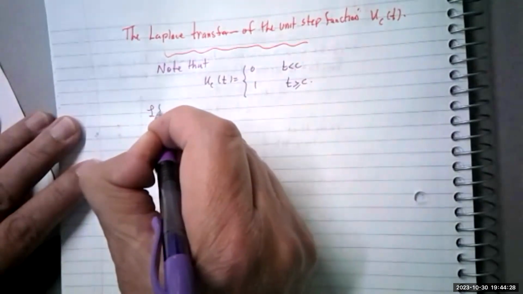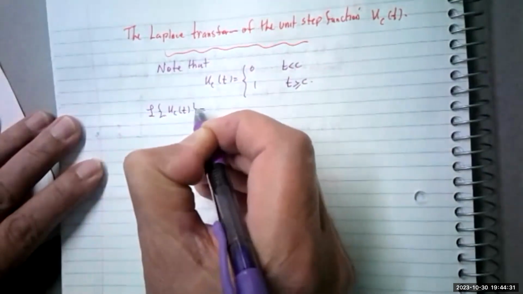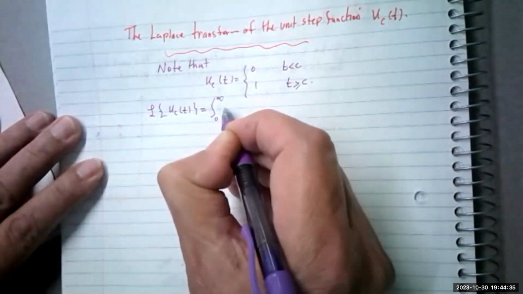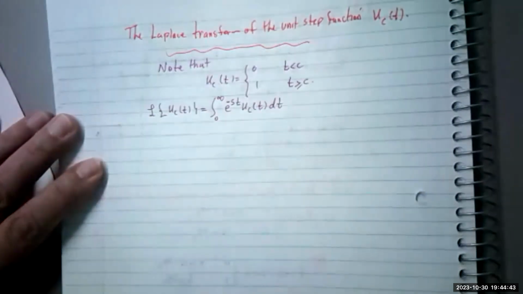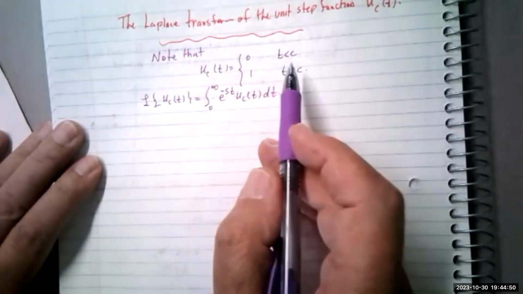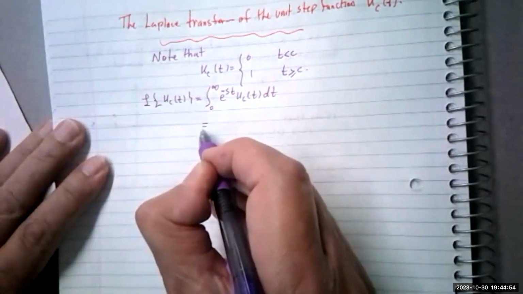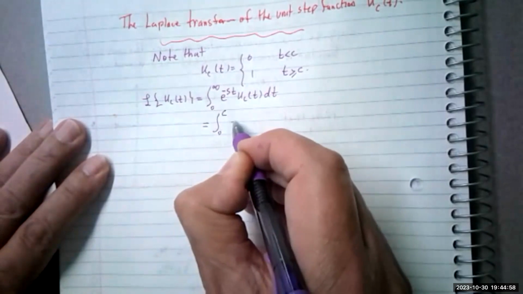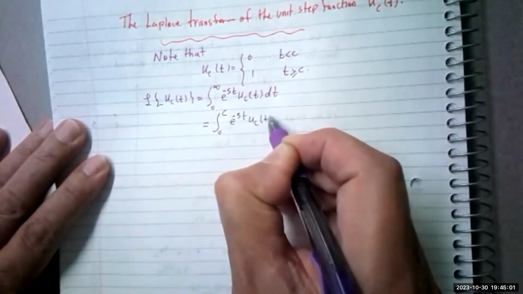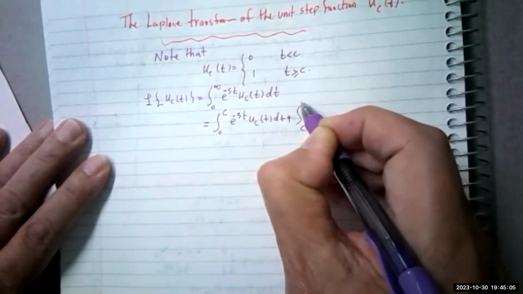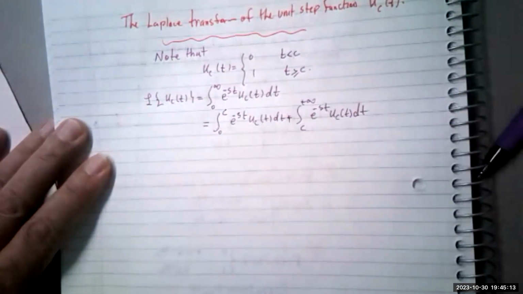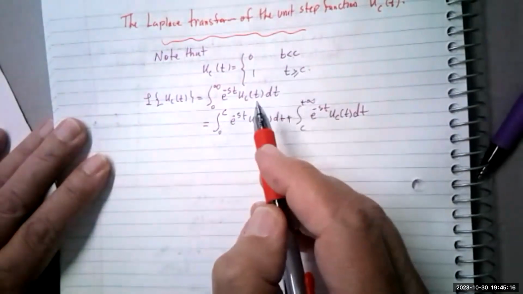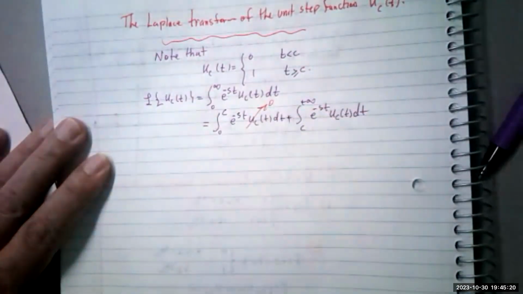So what's going to be the Laplace transform? Laplace of UCT. Remember the formula? 0 to infinity, e to the negative st, UCT, dt. Your function is a piecewise defined function, so you have to break the integral. You break it for t less than c, t greater than c. So we rewrite it as 0 to c, e to the negative st UCT dt plus c to infinity, e to the negative st UCT dt. Now substitute. When t is less than c, the function is 0. So the first one would disappear.